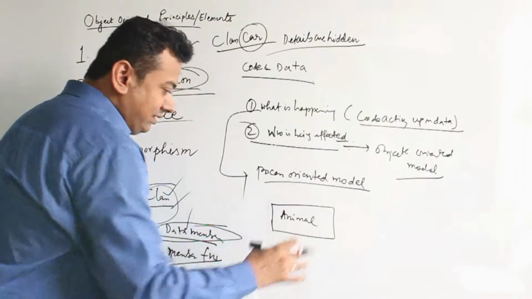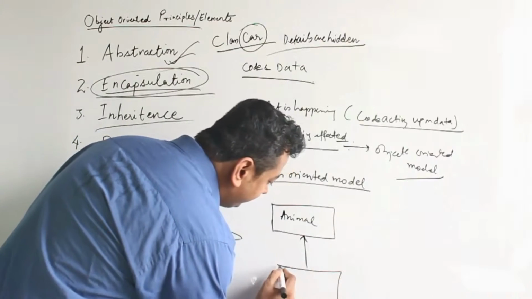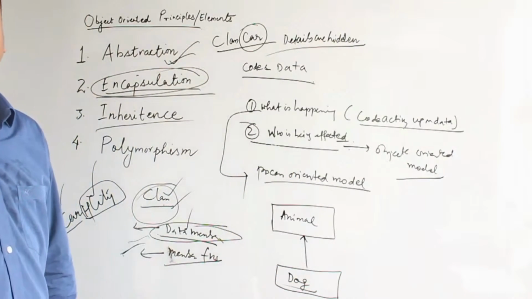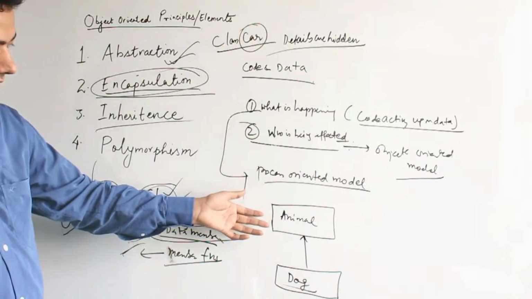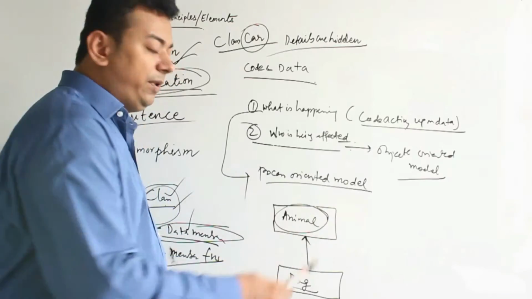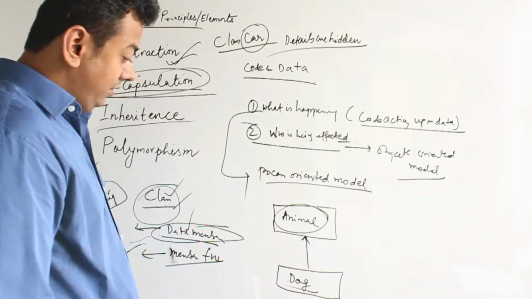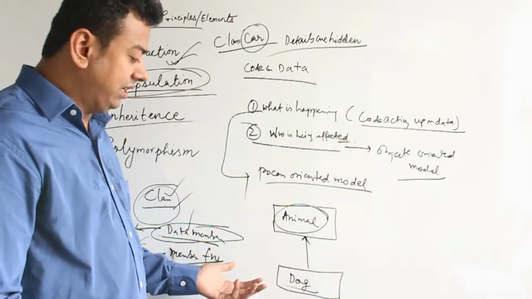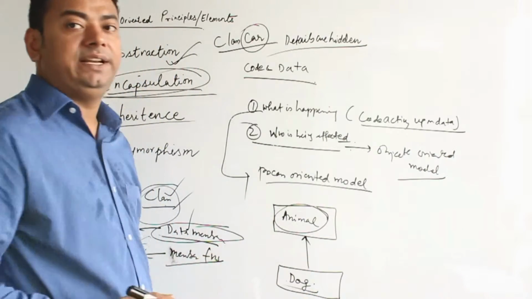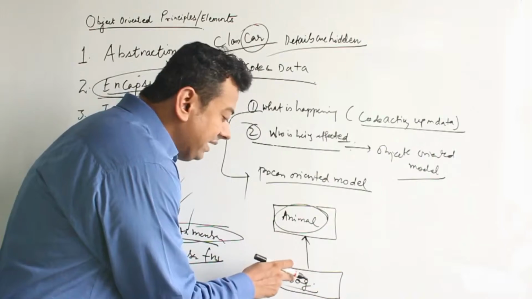There is a class animal and there is a derived class over here, dog. Animal is the base class and this is a derived class. All the properties which the animal class has will automatically come to the dog class. Dog class may have its own member functions and data members also. So this dog has this capability plus its own capability.